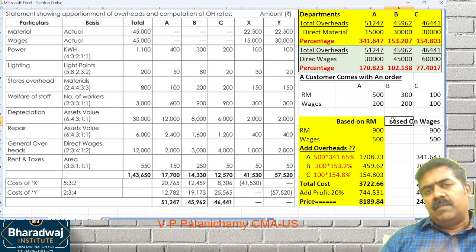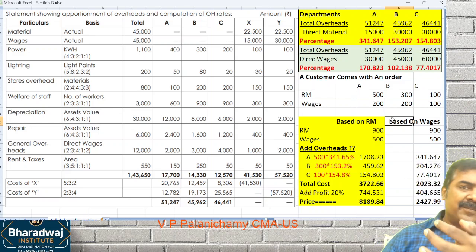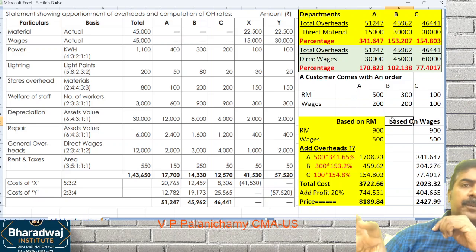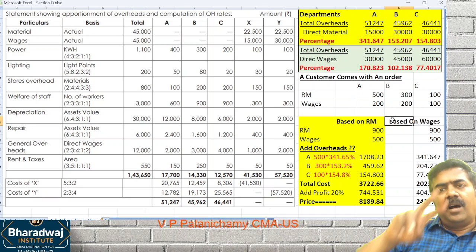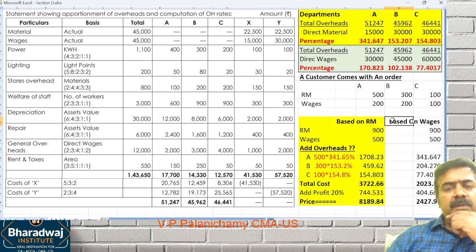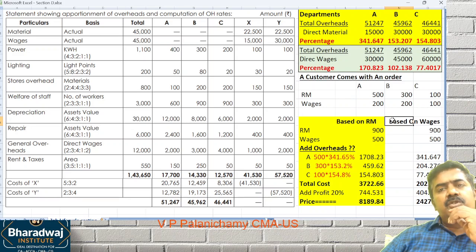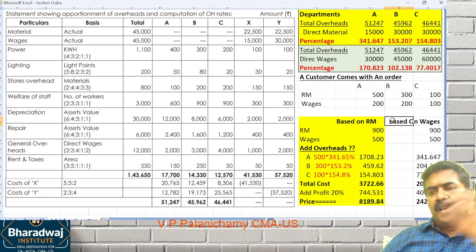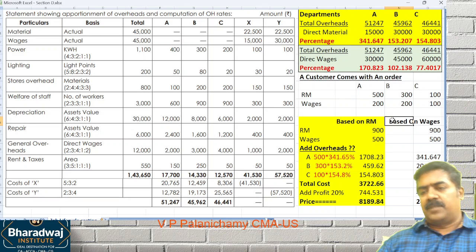So in this class, we learned about the meaning of overheads, the different types of overheads, factory, administration, selling overheads, how to apportion the overheads, primary distribution, and how to reallocate the overheads of service department to production department. We call it as what? Redistribution. Then we also understood how to find out what? The percentage. The percentage can be based on material or can be based on wages. There are other bases also, which I will cover in subsequent sessions. Then how to charge the price for the customer.